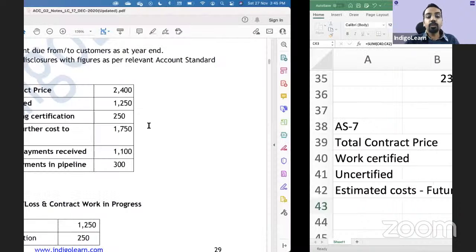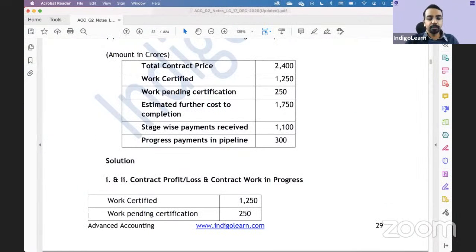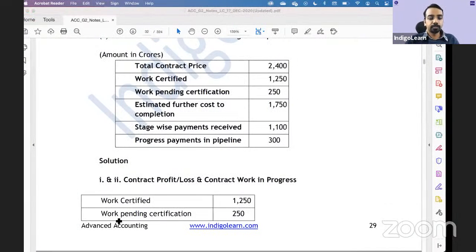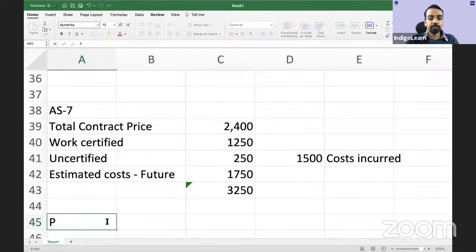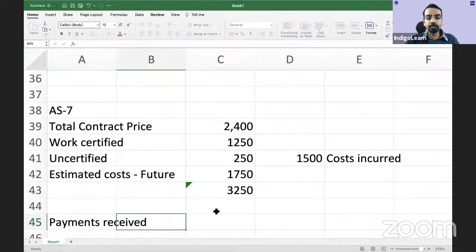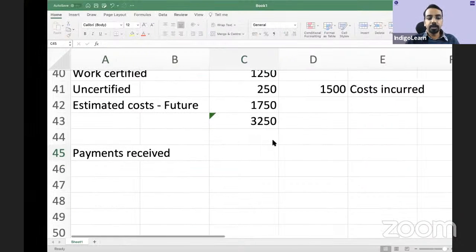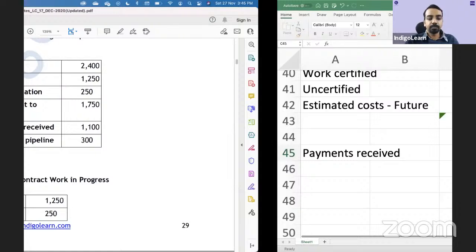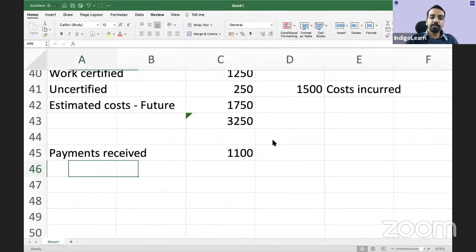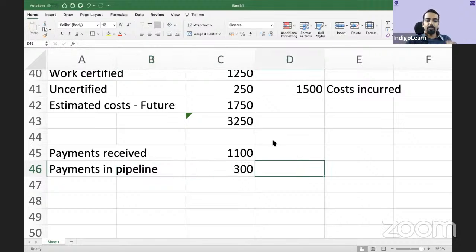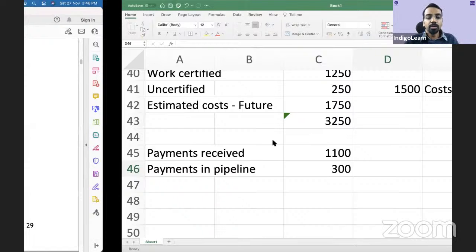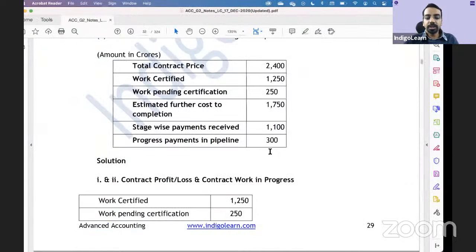Then stage wise payments received. So payments received from customers, $1,100. Payments in progress. This also will be received. These payments will also be received. So customers has given, or we are about to receive, or we have received a check or something like that. Right now, correct. So this is it.